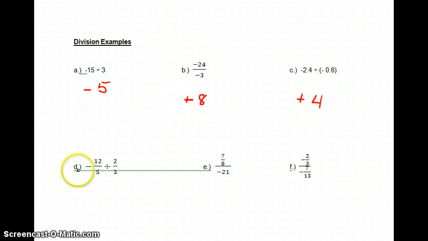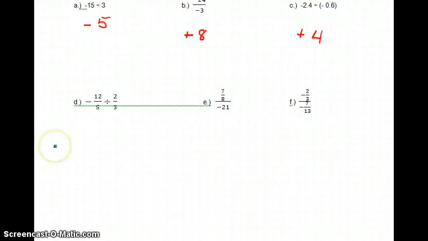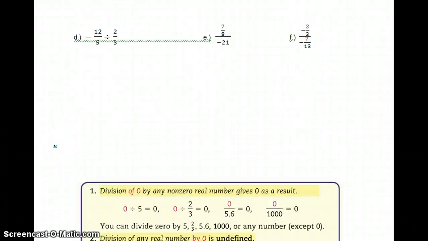We have a couple of fractional problems. I'd like you to pause the recording and do those real quick for me. When you're ready, just go ahead and hit play to check your work.